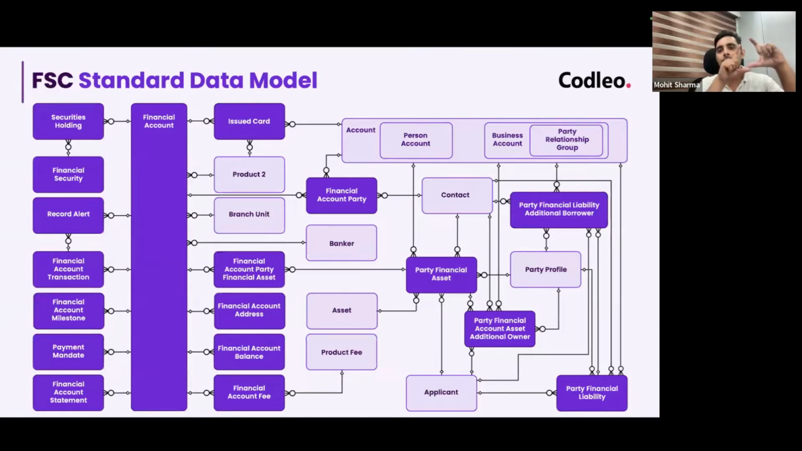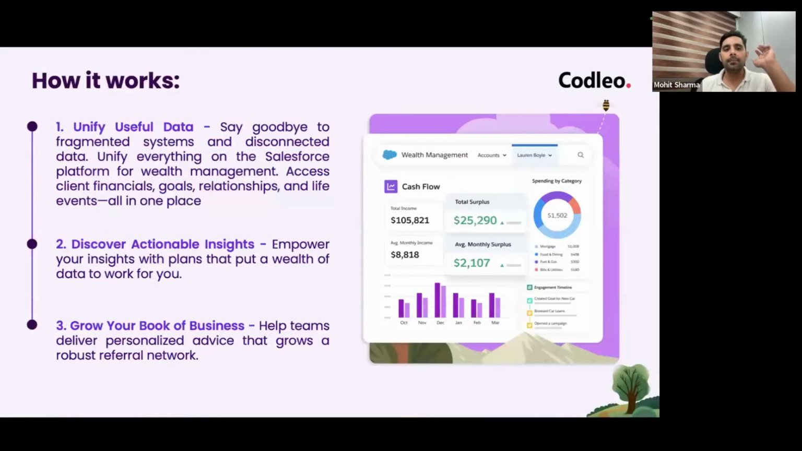It is not only Financial Services Cloud for wealth management. It is not only Financial Services Cloud for banking, but each and every component is interlinked here. And this is the standard architecture, these are the things which we really need to understand.